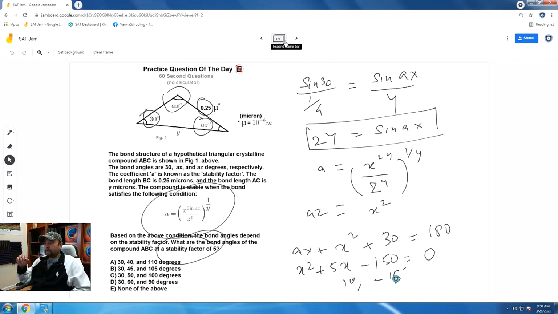That is also something an algebra-heavy student will see within seconds. That is where you want to get to, where you can manipulate the exponents so quickly that the answer appears within seconds. So if the value of x is 10, the value of 5x, which is basically our angle, would be 50, and that's your choice given here, 50 and 100. 10 squared would be az, so that would be 100. So 100, 50, and 30. Choice C is our correct answer, which means the angles of 30, 50, and 100.